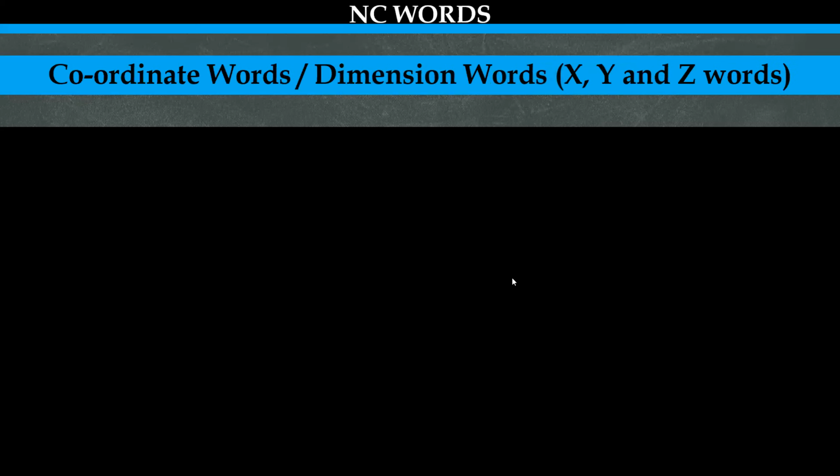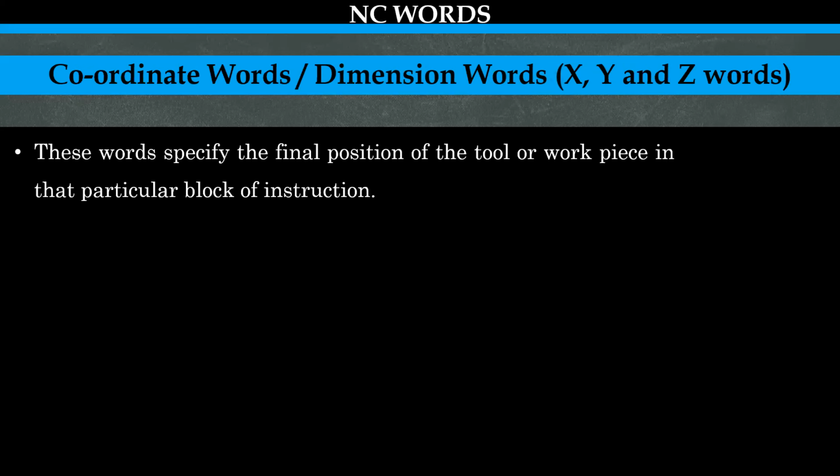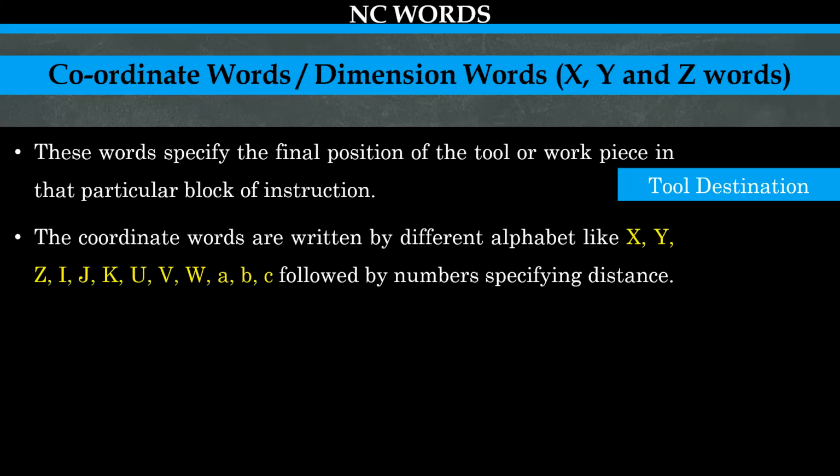Then comes the coordinate words or the dimension words or X, Y, and Z words. These words specify the final position of the tool or the workpiece in that particular block of instruction. It means these words provide the destination of the tool to the machine control unit.